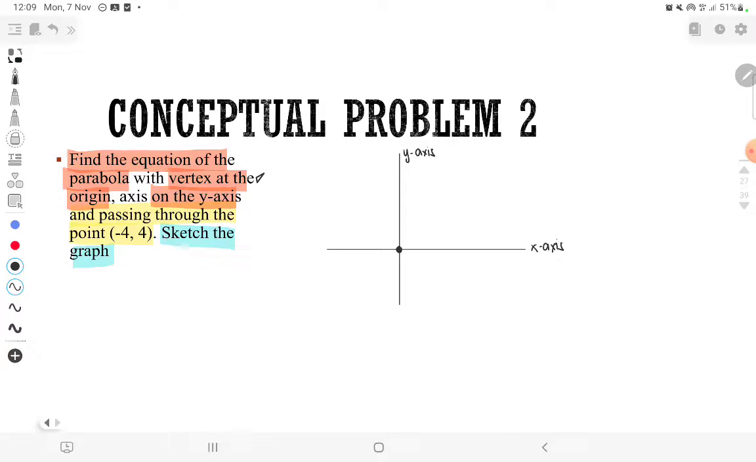Next, this is our axis for the parabola. Now the next detail is that it is passing through (-4, 4). So therefore we have 1, 2, 3, 4, and 1, 2, 3, 4. We have -4 and 4.